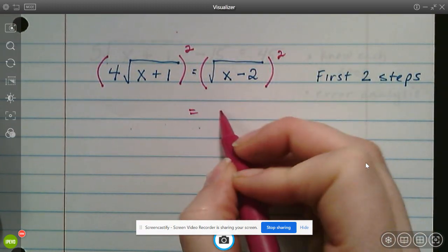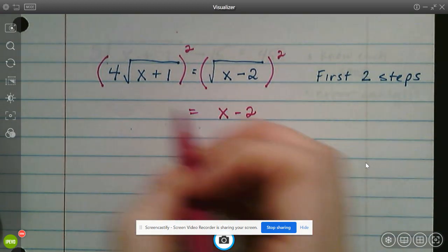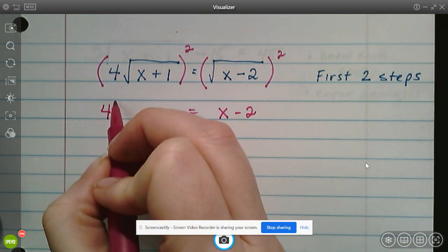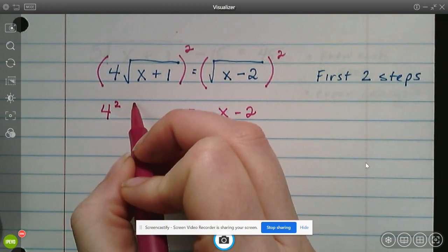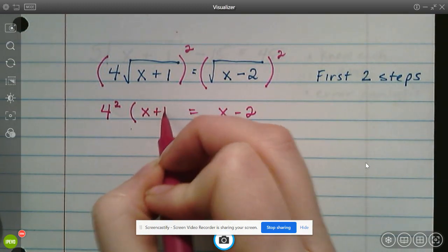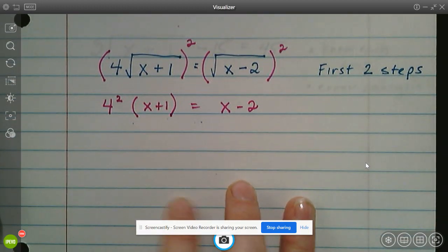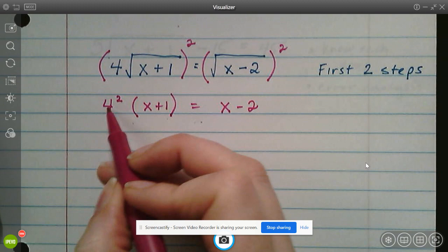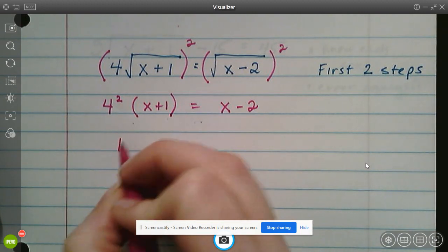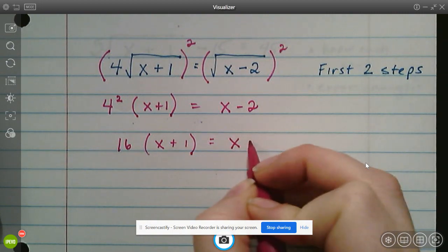Now, on this side, that just gives me x minus 2. Nothing changes. But on this side, this is where people get caught up. So this becomes 4 squared. And then the x plus 1 is inside the parentheses. So you're going to have to do one more step after this, and that's going to be to square the 4, and you get 16, and then x plus 1, and then over here is x minus 2 still.